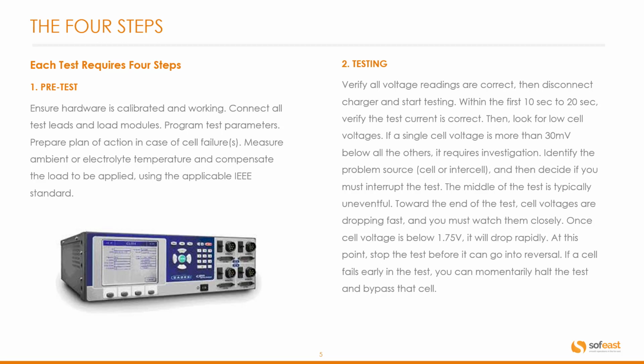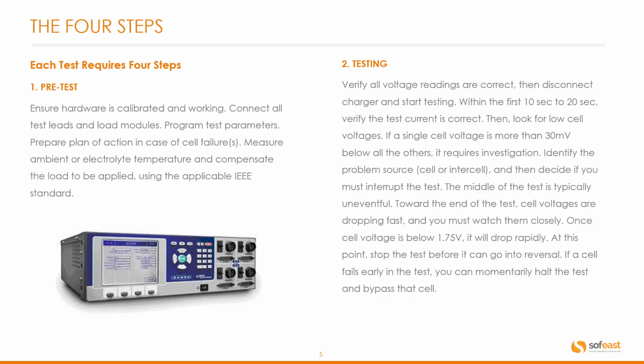2. The actual testing. Verify all voltage readings are correct, then disconnect the charger and start testing. Within the first 10 to 20 seconds, verify the test current is correct. Then look at low cell voltages. If a single cell voltage is more than 30 millivolts below all of the others, it requires investigation. Identify the problem source, cell or intercell, and then decide if you must interrupt the test.